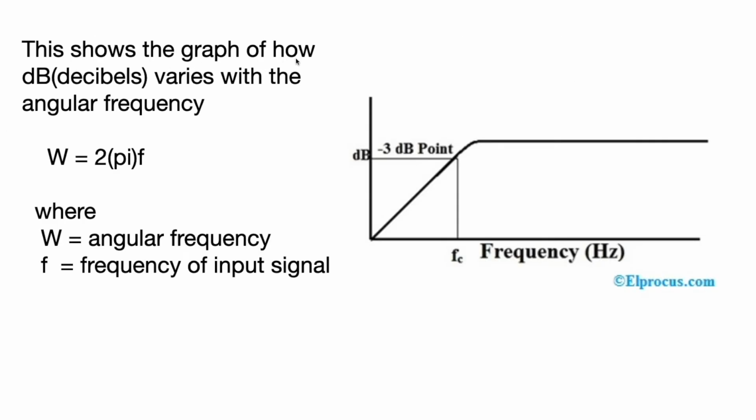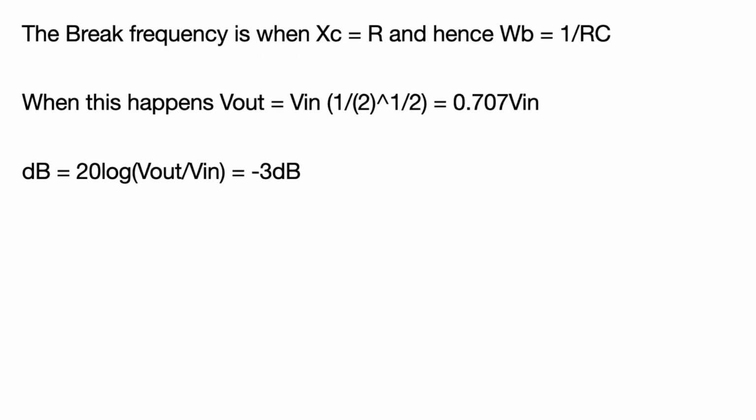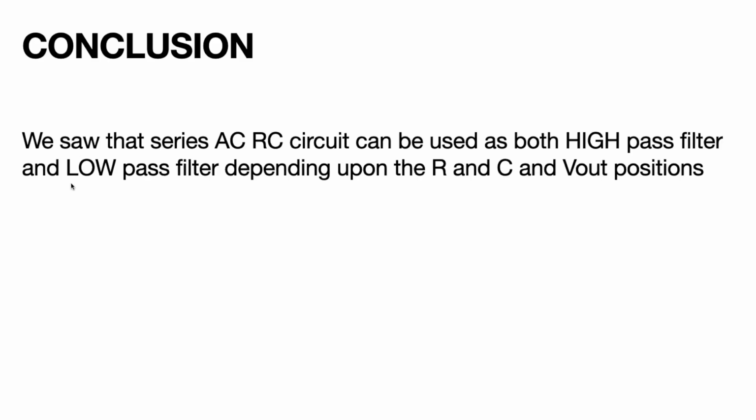This shows the graph of the modulus of Vout by Vin in decibels varying with normalized frequency. Here we can see omega equals 2 pi fc, and when omega becomes 1 by RC, the decibel becomes minus 3 decibels and the frequency becomes 1 by 2 pi RC. The break frequency is when Xc equals R and hence Wb equals 1 by RC. When this happens, Vout equals 0.707 Vin and decibel becomes minus 3 decibels.